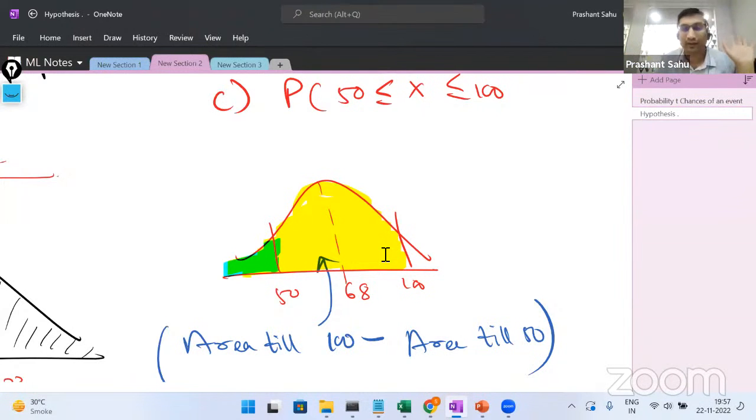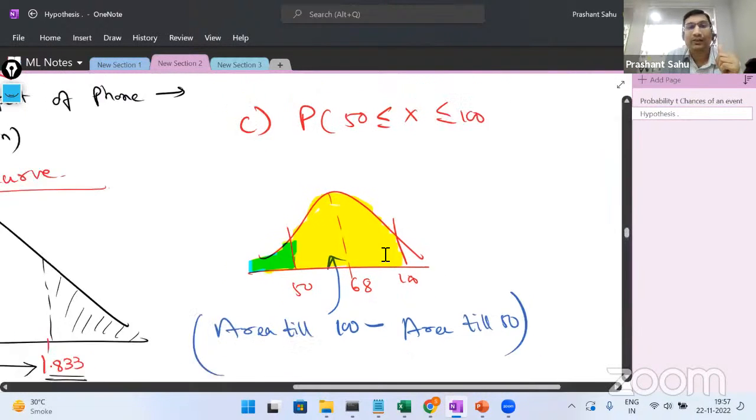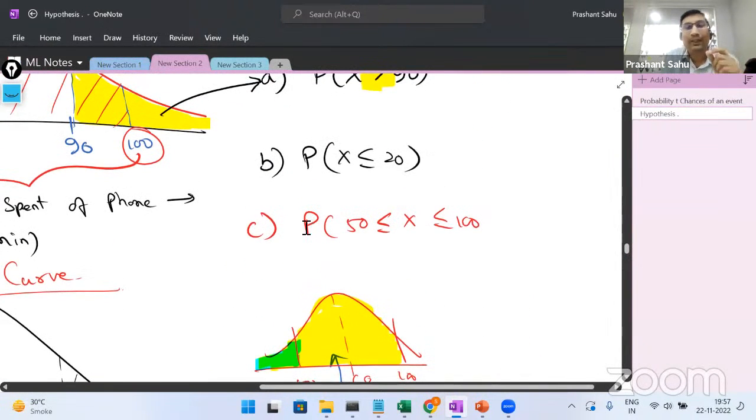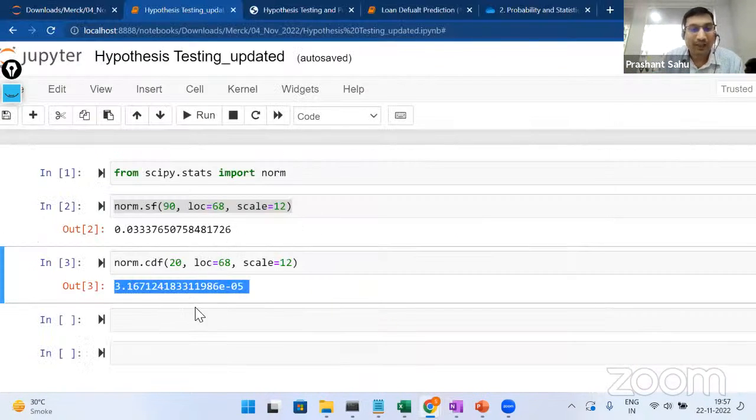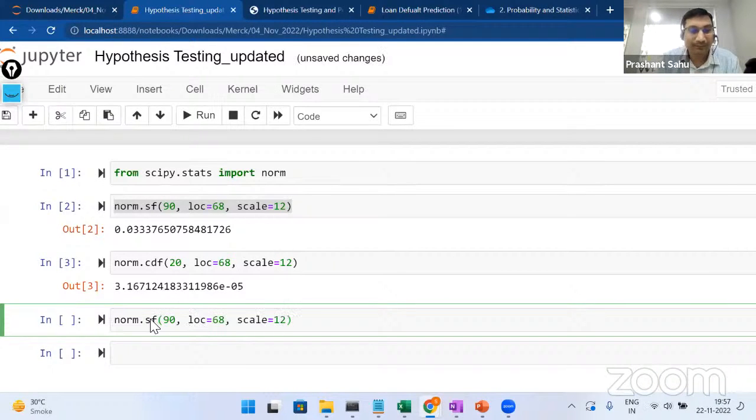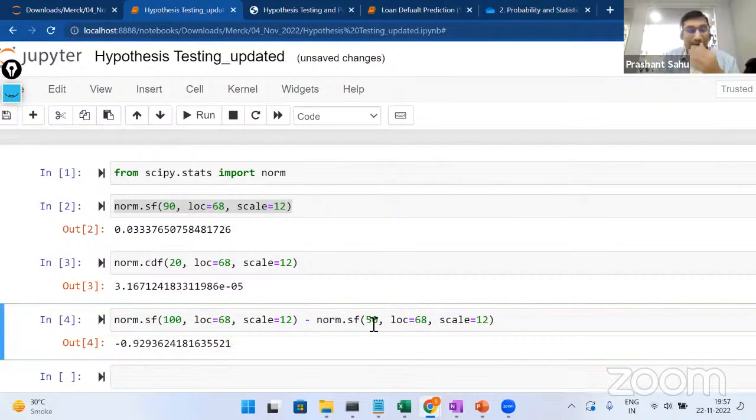There is no other function. So I'll get all the area from minus infinity to 100, then subtract the area from minus infinity to 50, and then the remaining area will be obtained. That is your answer: the probability that this random variable X can take a value between 50 and 100. How do I get that? I'll just copy and paste the same thing. This will be 100 and this will be 50. And that's your answer for the third part.